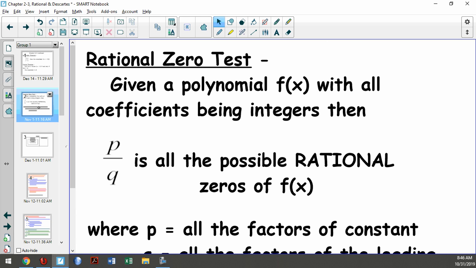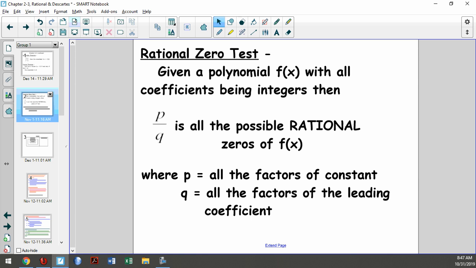Now, the next thing we're going to learn, which is today, this is new, is called the rational zero test. What this says is given any polynomial in the world, if you take its p-value, which we know to be a constant, and you divide it by the q-value, which we know to be the leading coefficient, then that will give you a list of all the possible rational zeros that you can have in the world.